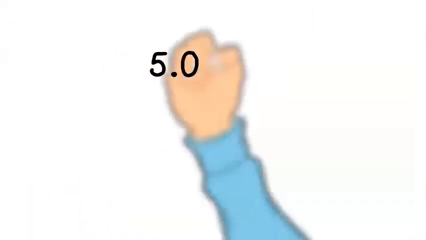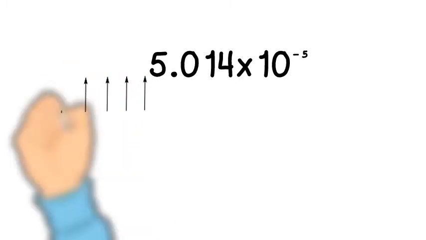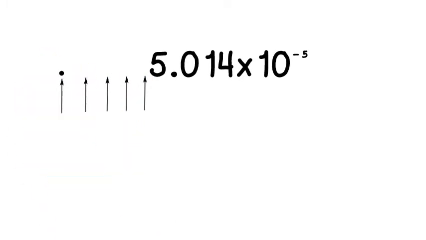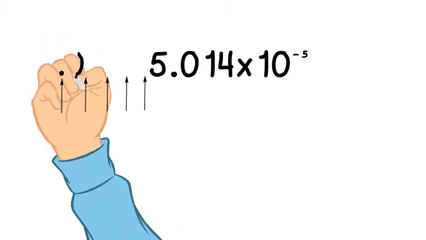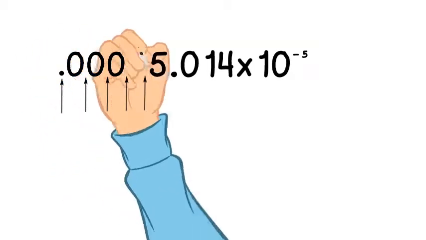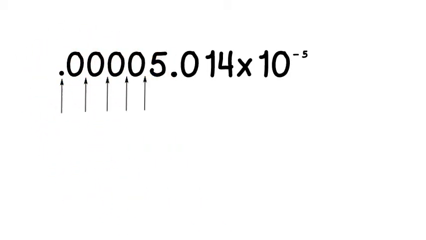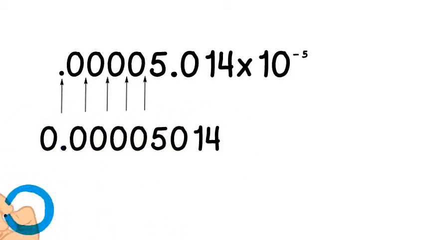Let's practice this with a very small number. You can tell it's a small number because the exponent is negative. It tells us to move the decimal point 5 places to the left. So we're going to put the decimal point right there, 5 places to the left. And then we're going to fill in the gaps with zeros, and then finally rewrite that number with the leading 0 and get our final answer.